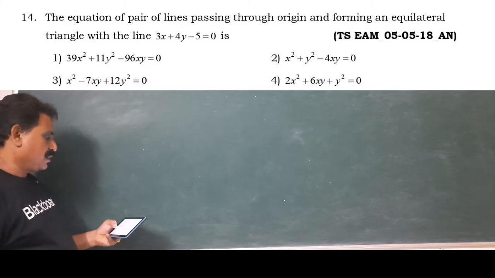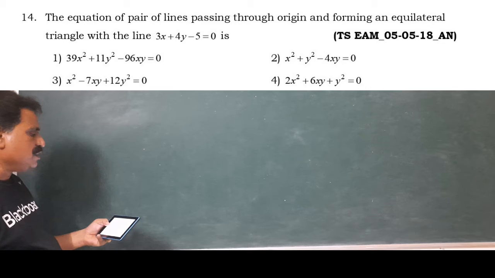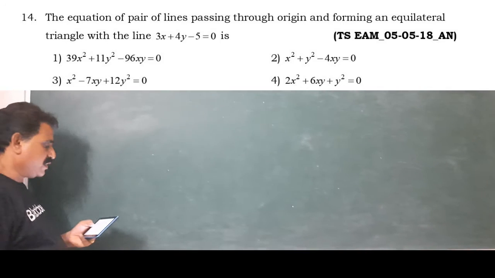Question number 14. The equation of a pair of lines passing through origin and forming an equilateral triangle with a line 3x plus 4y minus 5 equal to 0.